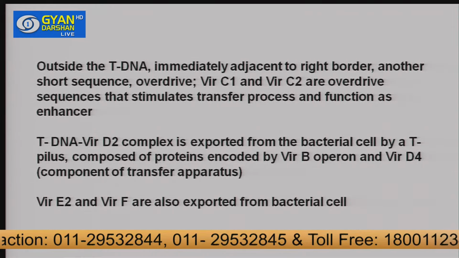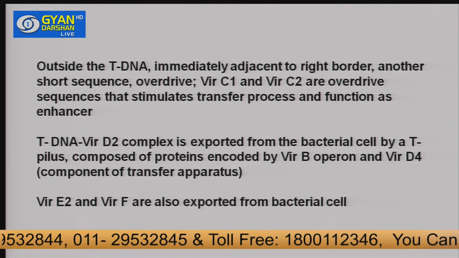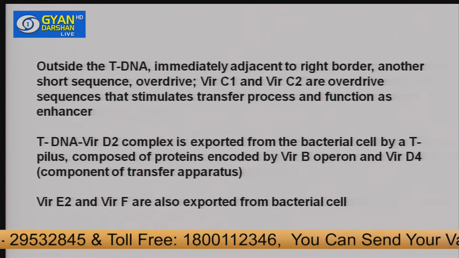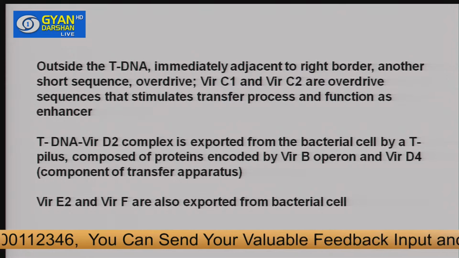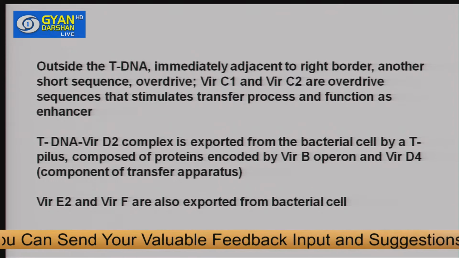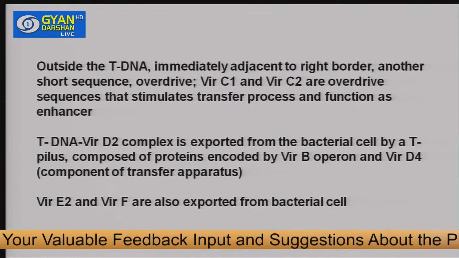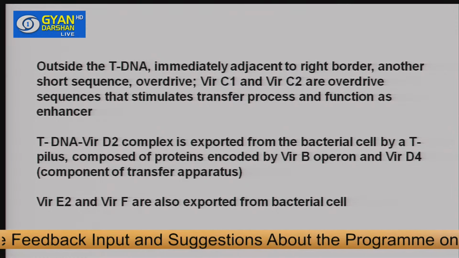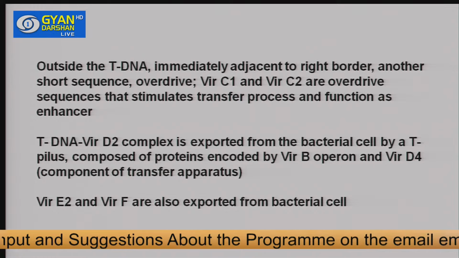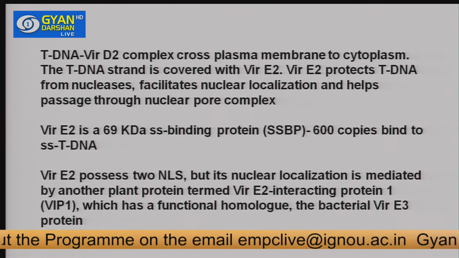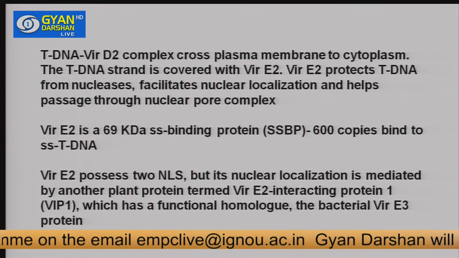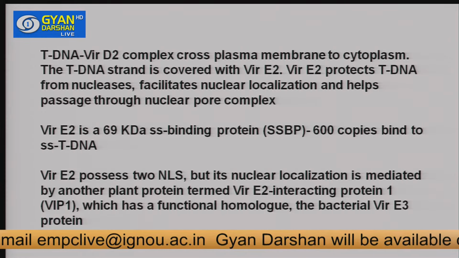Outside the tDNA, immediately adjacent to the right border, as I already mentioned, there are some short sequences called overdrive sequences, and VC1 and VC2 actually recognize these overdrive sequences, and therefore, as I said, the transfer process starts from the right border and not the left border. The tDNA VD2 complex crosses the plasma membrane to the cytoplasm. The tDNA strand is covered with VE2.